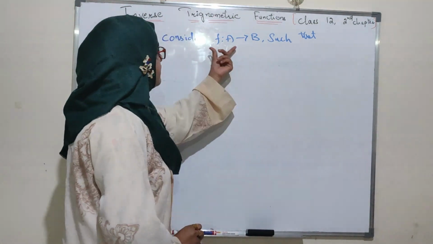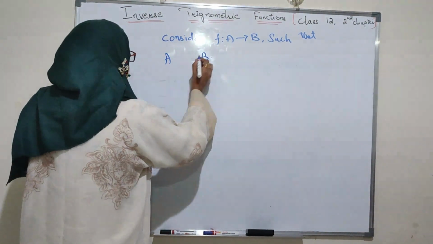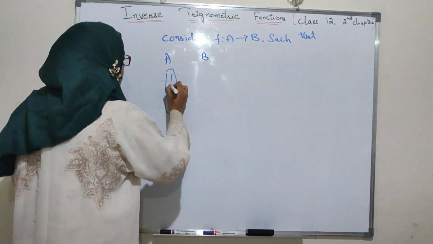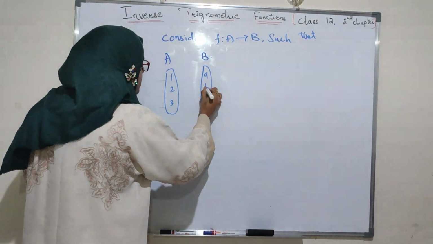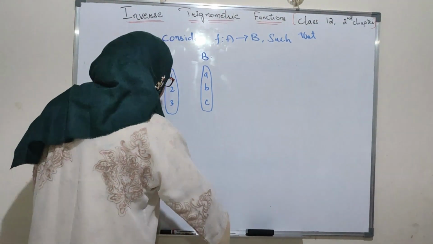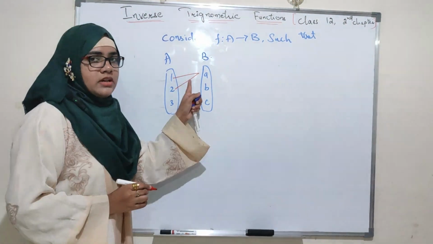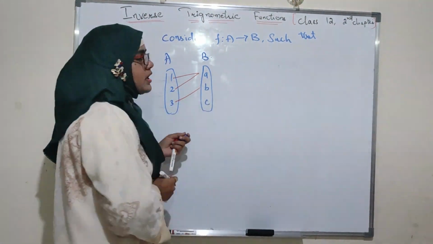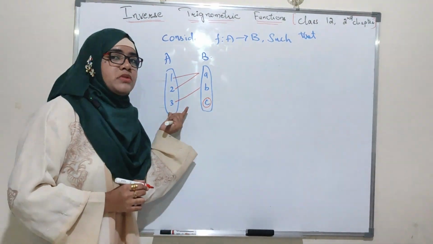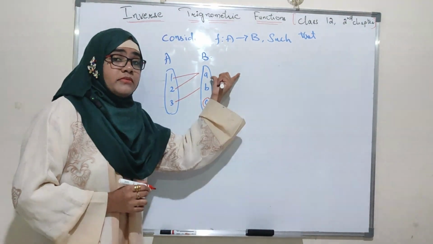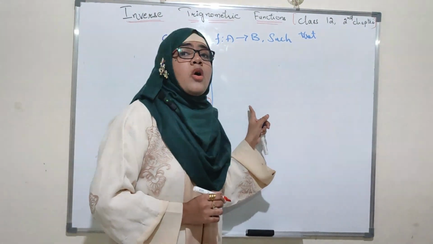Consider a function which is defined from A into B. Set A has 1, 2, 3, and set B has A, B, C. See here, 1 and 2 are connected to only one element A, and 3 is connected to B. And what about C? C does not have any element connecting to it from set A. Then it will not form an onto function.